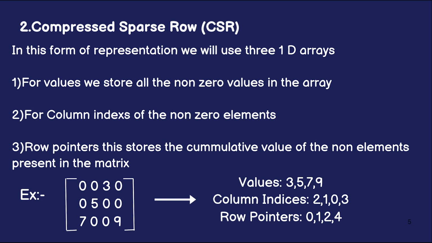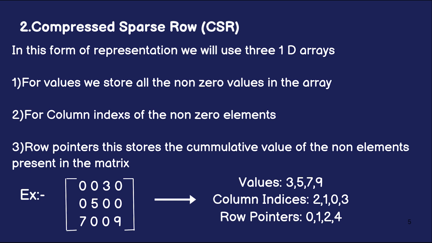And the second one is the column indices. This array stores the column indices corresponding to each non-zero element in the values array. And the third one, the most important one, is the row pointer array. This array stores the starting index in the values array for each row of the matrix. Now let us take an example and analyze how these are stored.